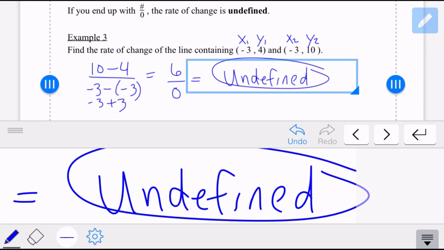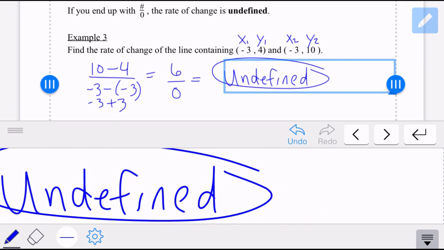All right. So that's it for this lesson. So go ahead and hop to your assignment and good luck. Make sure you're asking questions where you need it.